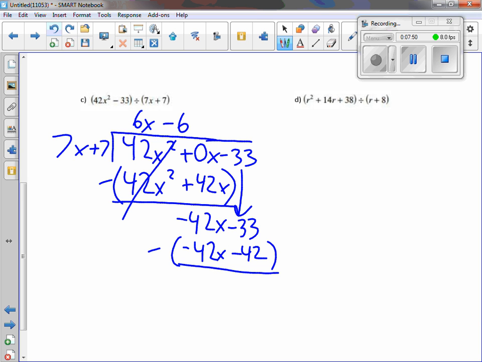We subtract. Again, minus negative cancels out. Negative 33 minus negative 42. Minus negative becomes plus. Ends up being 9. Nothing left to drop over here. So that means we're left with our remainder down here. That 9 is our remainder. So again, our remainder, we handle it: plus 9 over 7x plus 7.